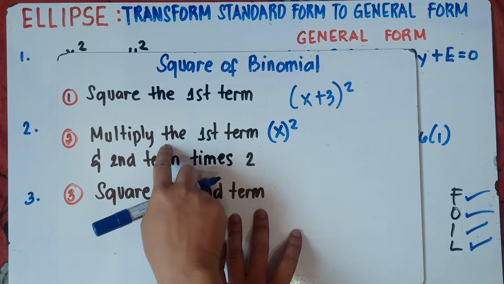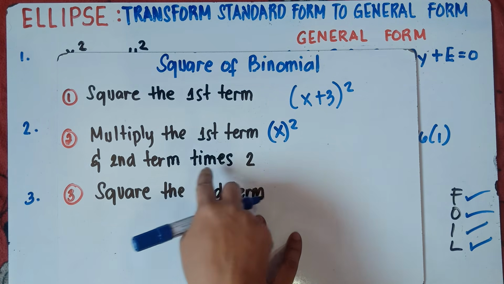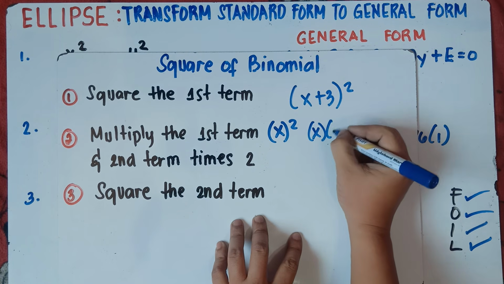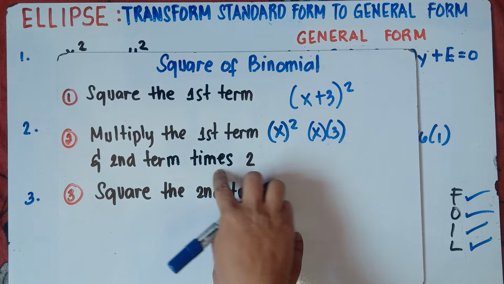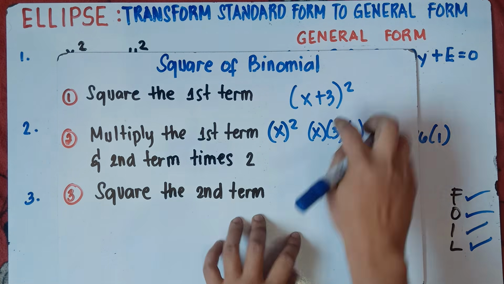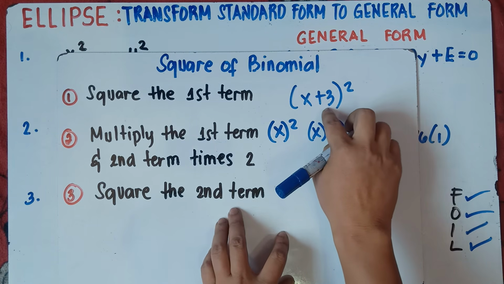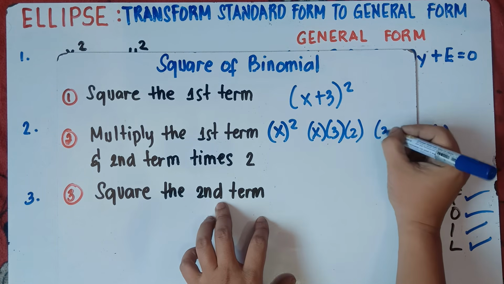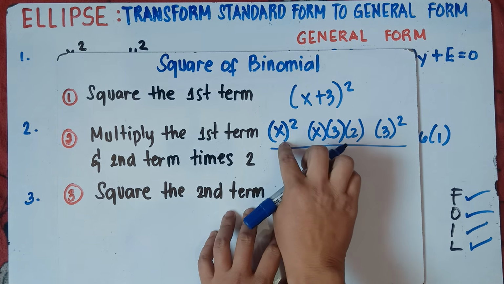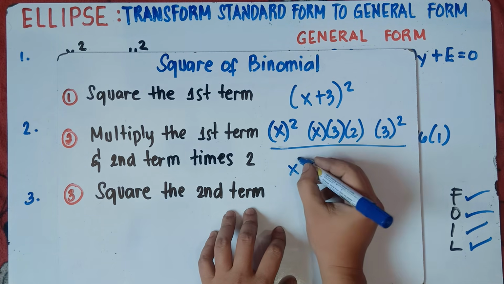And then you multiply the first term and second term times 2. X times 3 times 2. Then you square the last term. Square the last term, this second term. 3 squared. That's it, class. Then you simplify. Square the first term, x times x, x squared.